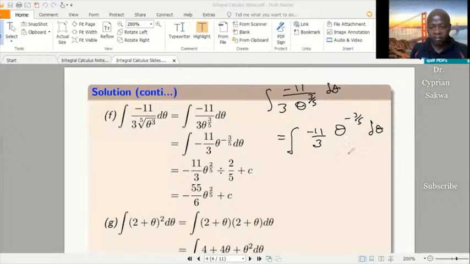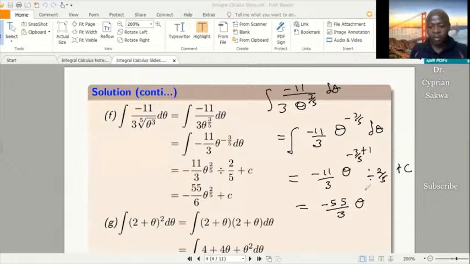So we can now integrate by adding 1 to the power, and so this gives you negative 11 out of 3 theta raised to negative 3 out of 5 plus 1, and this is 2 out of 5. So we divide this by 2 out of 5, then we add a constant of integration. This is the same as multiplying by the reciprocal. So when you do that, you get negative 55 out of 3 times 2, so this becomes 6, theta raised to 2 out of 5 plus a constant of integration. And so that is what I got.